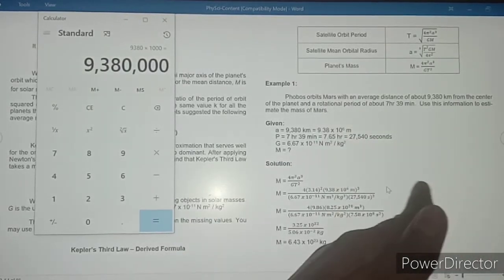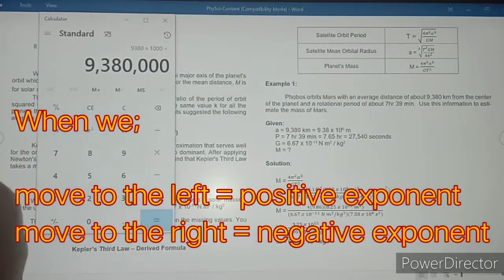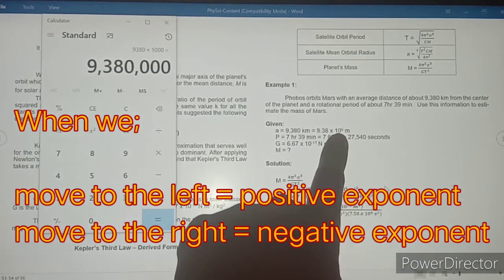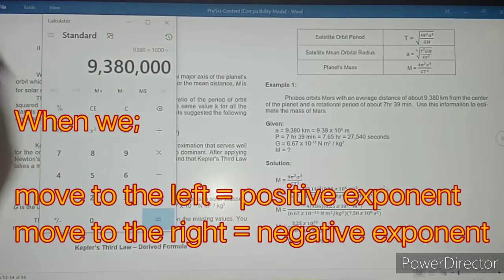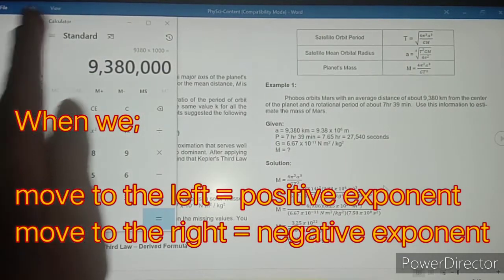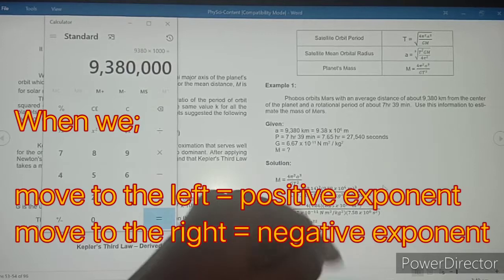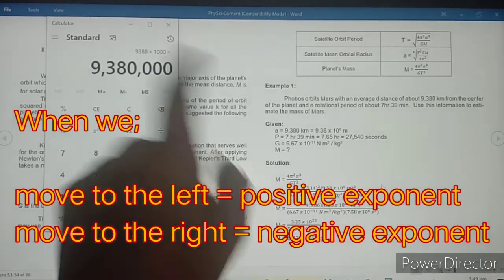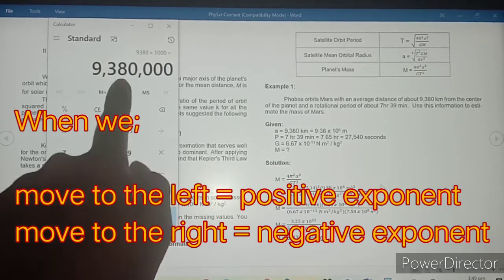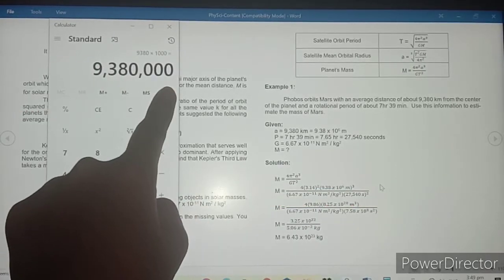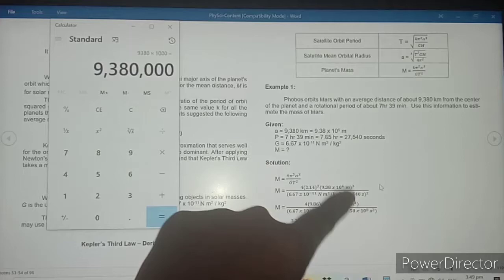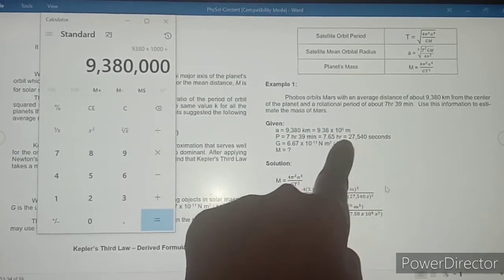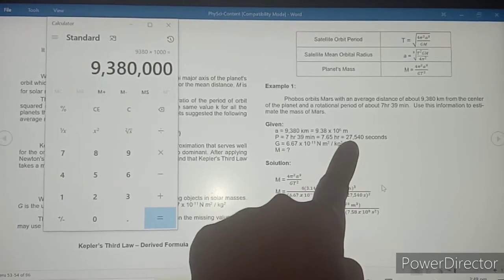So, when we are moving to the left, we have a positive value of exponent. But if we're going to move to the right, we will be having a negative exponent. So, always remember that. That's why 9,380,000 from the conversion of kilometer into meter will also be equal to 9.38 times 10 raised to 6 meters.